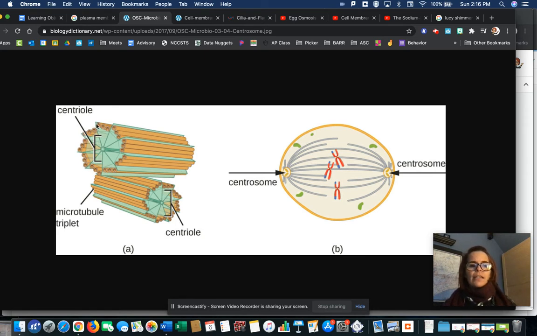You can see as I move my arrow here that they come in triplets, and they basically don't do much until the cell is ready to divide, and then they grow these microtubule fibers called spindle fibers that grab onto the chromosomes and let them split. You will learn more about them later. So right now, I'm just introducing them to you, but you don't need to know a whole lot about them.